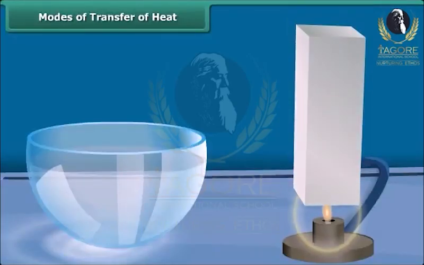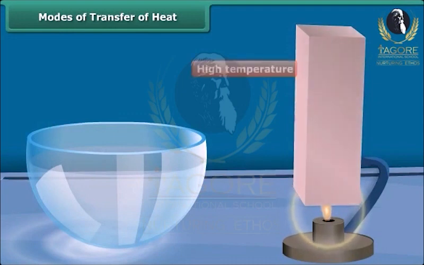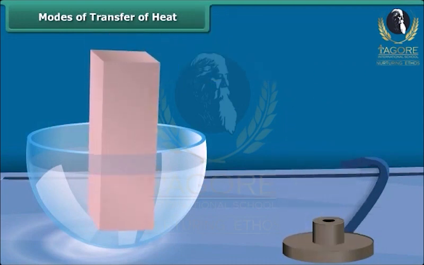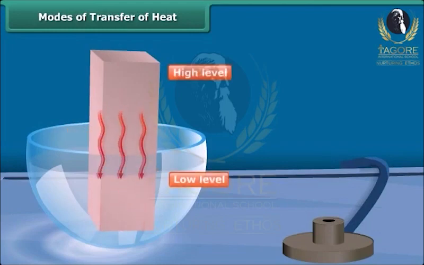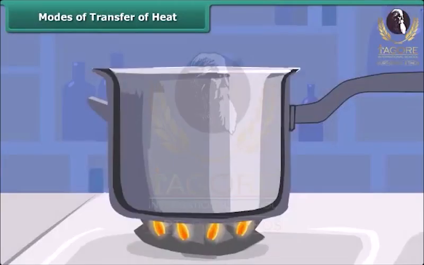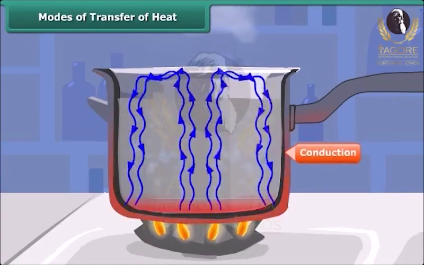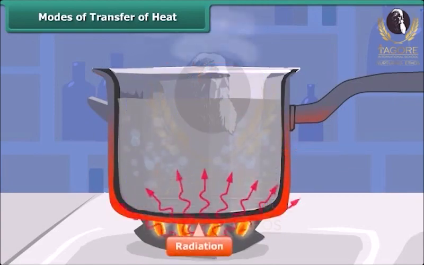Flow of heat takes place in a particular direction, that is, from bodies at higher temperature to bodies at lower temperature, as water flows from a higher to a lower level. There are three modes of transfer of heat from one place to another. These are conduction, convection, and radiation.